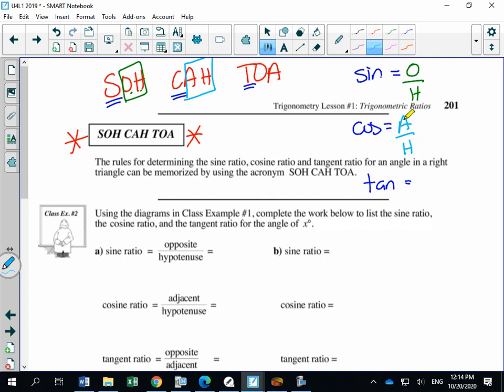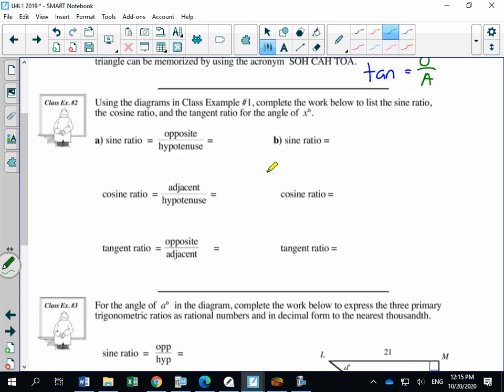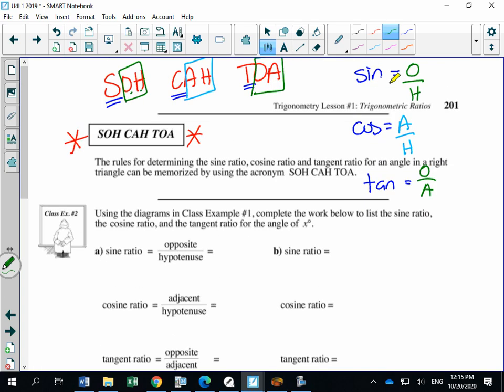Yep, so adjacent over hypotenuse. My last ratio is my tan ratio. Cade, what would be my tan ratio? What letter over what letter? O over A. Yep, so here's tan up here, and it's opposite over adjacent for a triangle. So those are our three trig ratios.